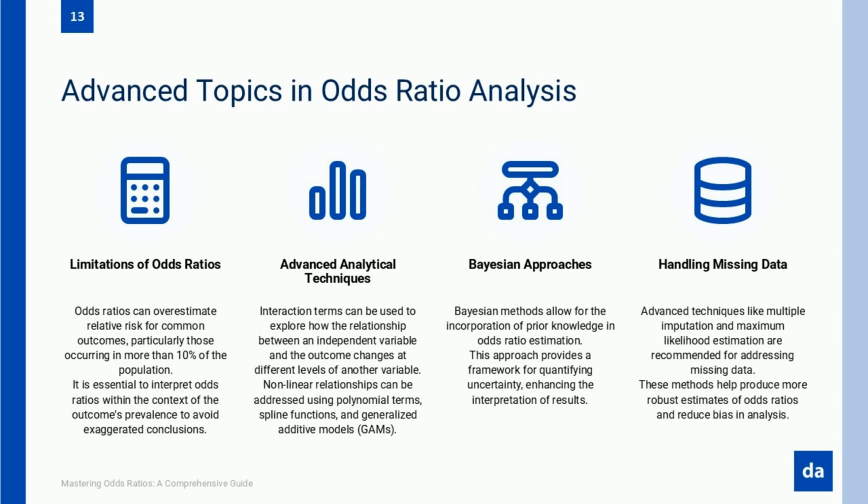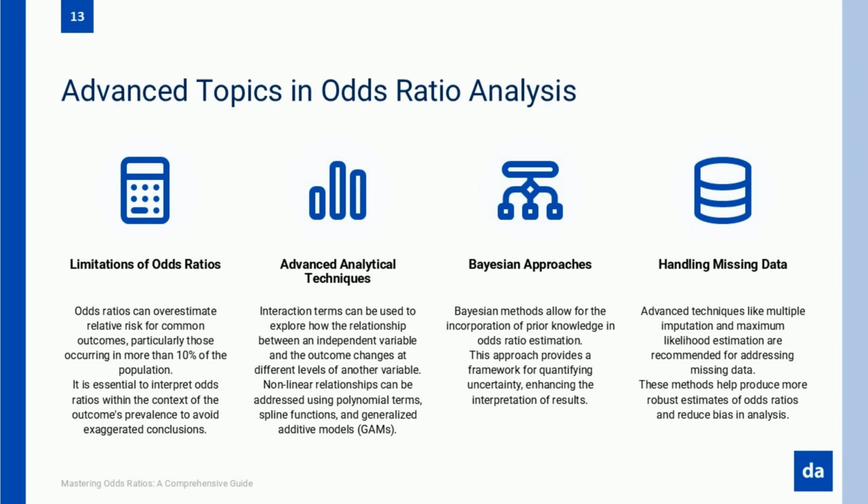Nonlinearity presents another challenge in logistic regression and odds ratio estimation. Real-world relationships often don't follow straight lines, and failing to account for this can lead to inaccurate conclusions. To address this issue, researchers employ several techniques. Polynomial terms can be added to the model to capture curved relationships. For instance, if the effect of age on a health outcome isn't constant, but accelerates or decelerates over time, including age squared as a predictor can better represent this nonlinear pattern.